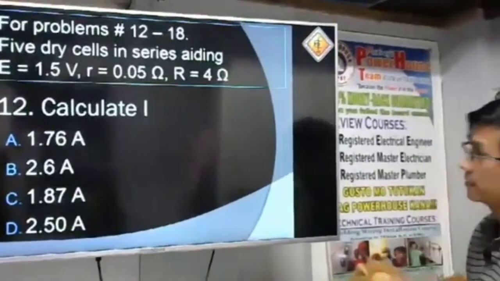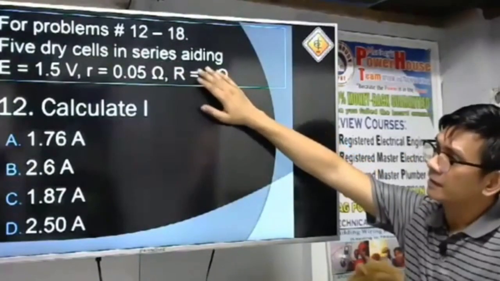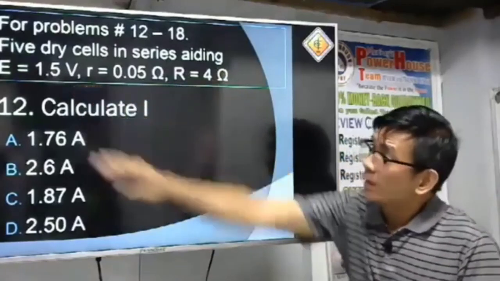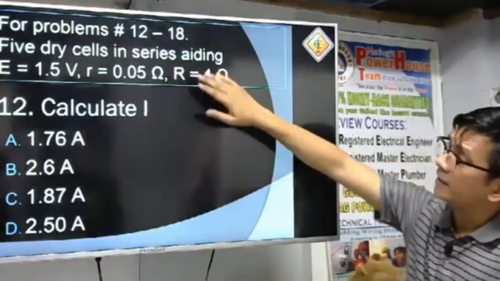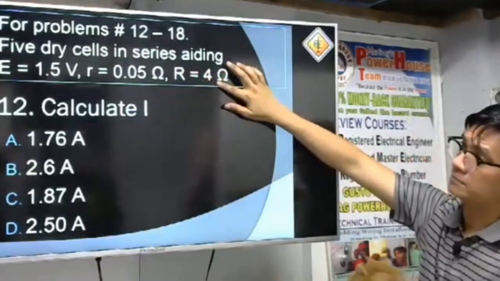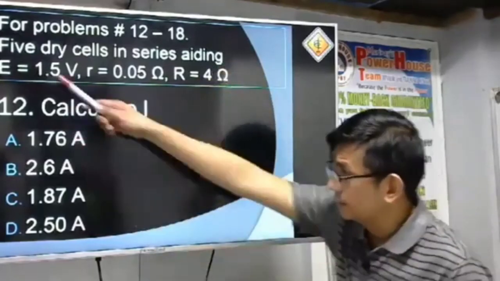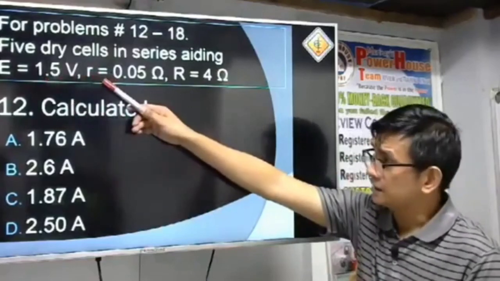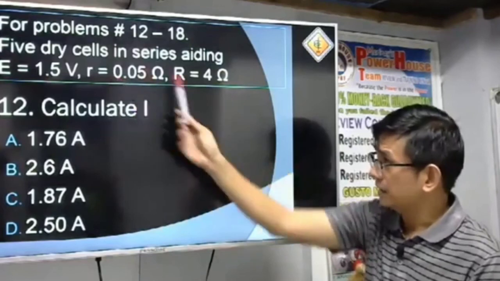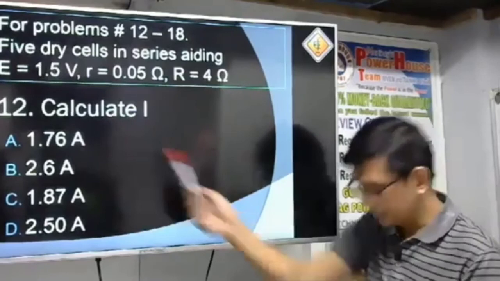Okay, so let us have now problem number 12. 5 dry cells in series aiding. We have E is 1.5 volt, R is 0.05 ohm, and the load resistance is 4 ohm. Actually, this is the EMF per cell. That is per cell. That is not yet the total voltage. And this is our internal resistance. Then this is our load resistance. We have to calculate the current I. What is the current I?